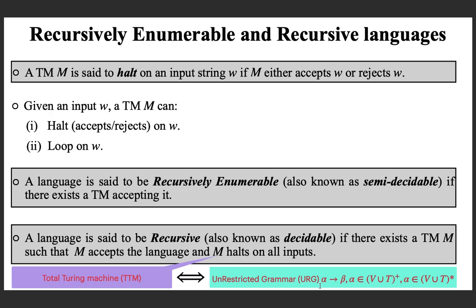Unrestricted grammar means there is no restriction. The LHS of a production can be any string and the RHS can also be any string. The only difference is that epsilon is not allowed as the LHS. Anyway, that is not very important for today's lecture. So the class of grammars equivalent to Turing machines are called unrestricted grammars. Please try to remember.